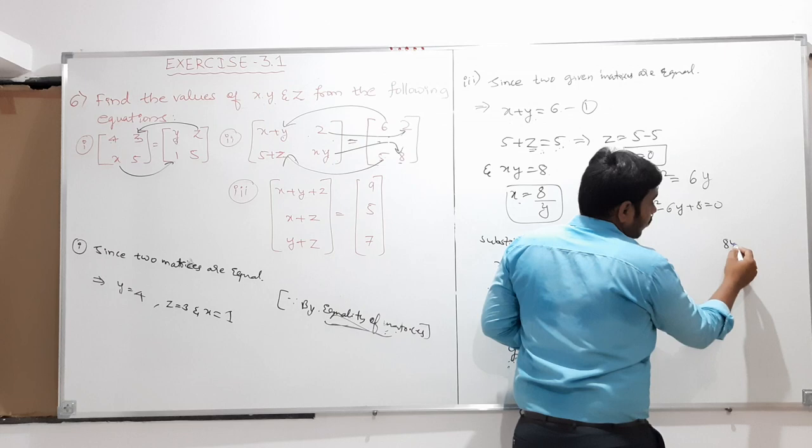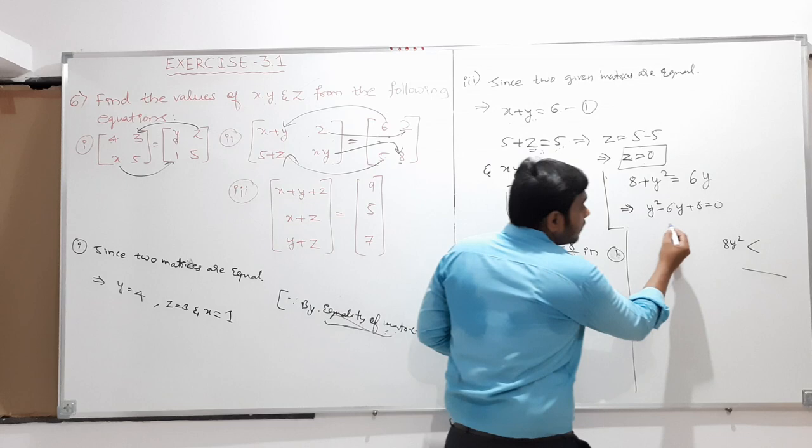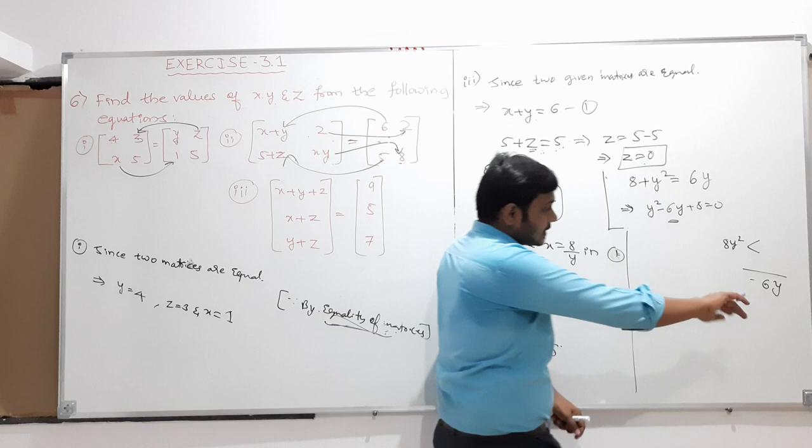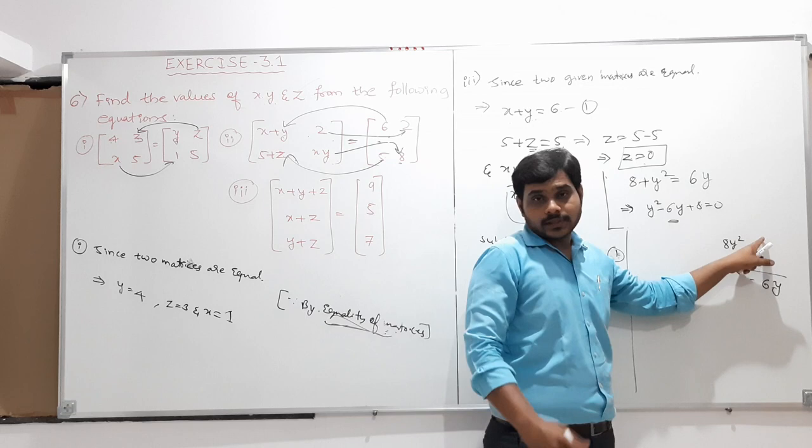So I am explaining how to factorize. First multiply the first term and last term, 8 into y square is 8y square. And what is the middle term? We have minus 6y, right? So we should choose two values in such a way that if I multiply these two values, I get this product, and if you add or subtract them, we should get the middle value.